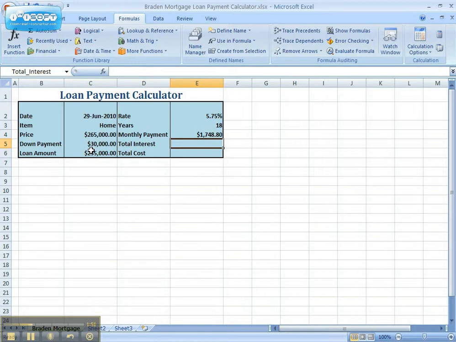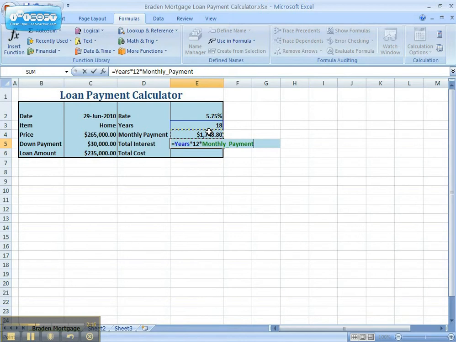The next thing we're going to do is fill in the total interest and the total cost. Using a little bit of logic, you can figure out the total interest. You can follow along in your book too. You don't have to be a math wizard to follow this lesson. The total interest is going to equal the number of years times 12. That's going to be the number of months we pay, times the monthly payment. And that's going to be the amount that we end up paying. So we subtract from that the loan amount, and that shows us how much interest we paid.